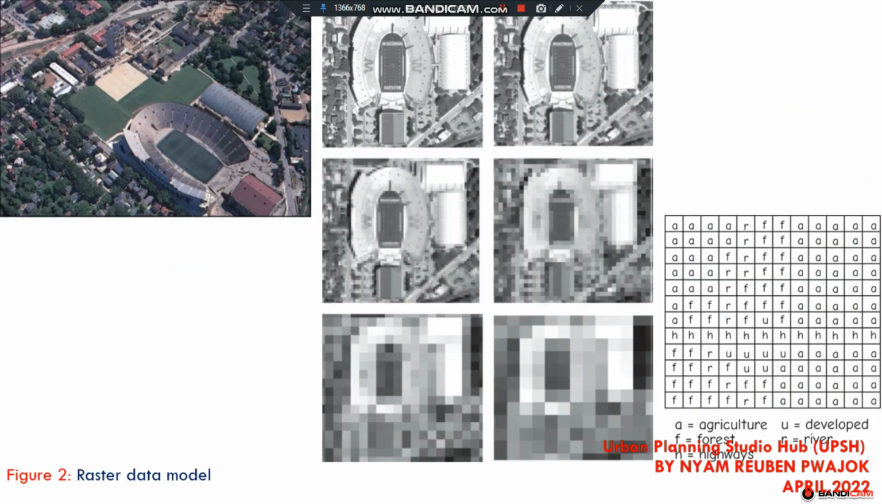Now here I got an image of a stadium in a particular city. You can see the stadium at the top left corner of my screen. It's showing you trees, structures, the stadium, and open space or green land. Now, that image is what we call a satellite image.